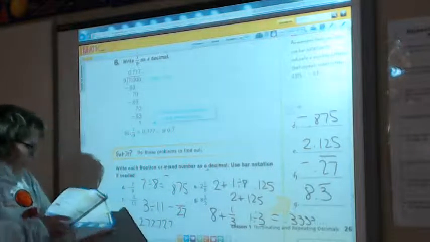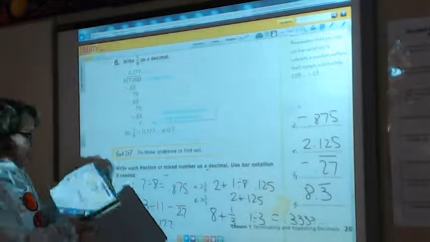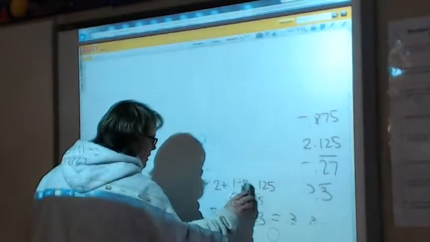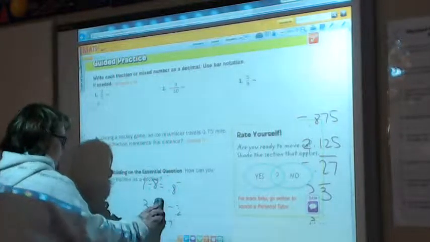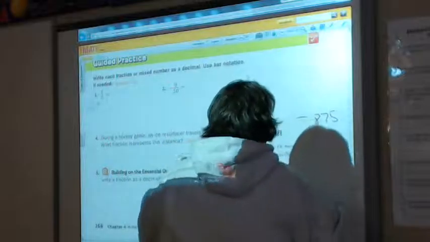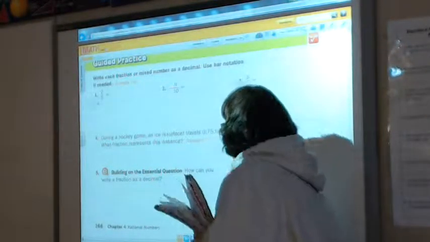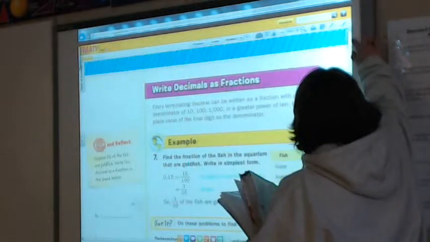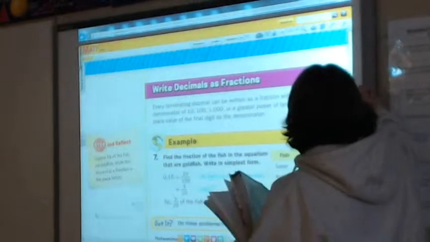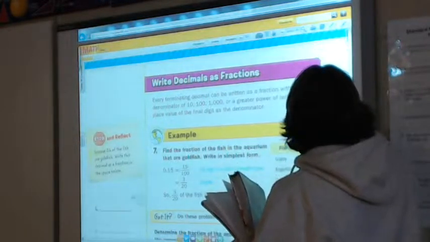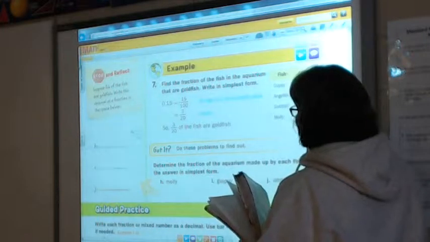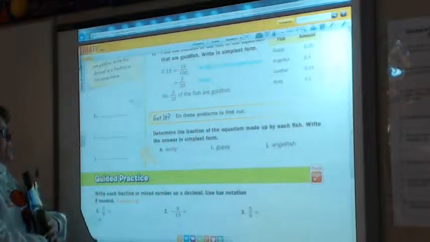Okay? All right, let's look at the next page. At the top of this page is a word problem. In this word problem, it asks you to convert, it talks about converting decimals into fractions. So now you're going the other way. Okay, so it's going to be a little bit more challenging.